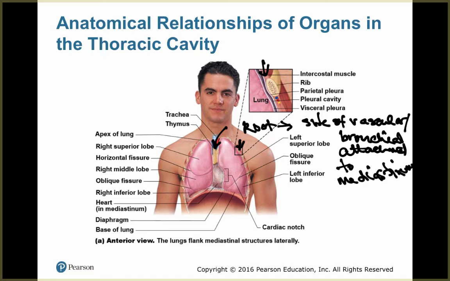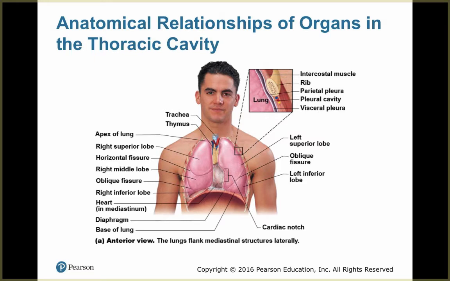Now, the apex of the lungs is at the top here, and that's just the superior tip. And if you look at the bottom here, that's essentially the base of the lungs. That's the inferior surface, and it actually rests on the diaphragm. The diaphragm is the muscle that contracts and relaxes to help us breathe.